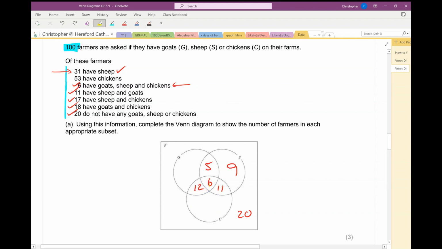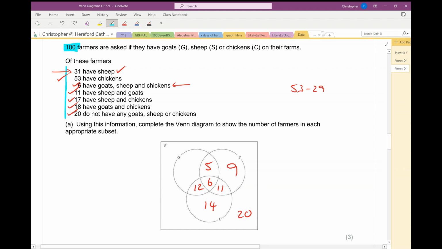Well, I've already got 18, 28, 29 of those, so I'll have to do 53 minus 29, 39, 49, 14. There we go, so 14 comes in here. So now these numbers do add up to the 53 who have chickens.